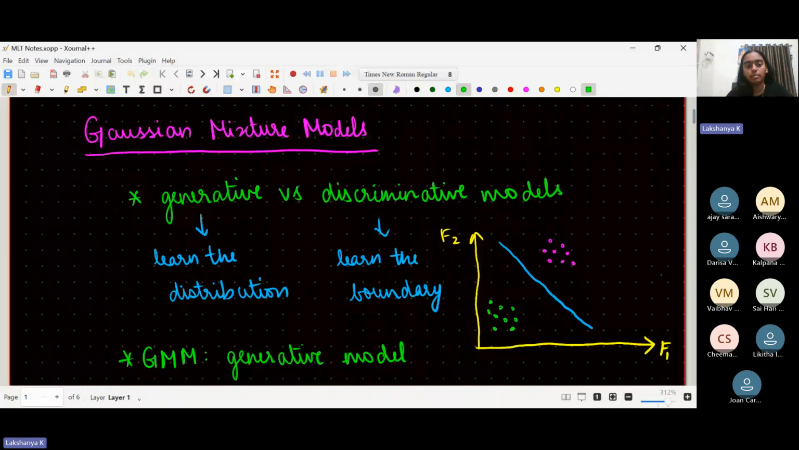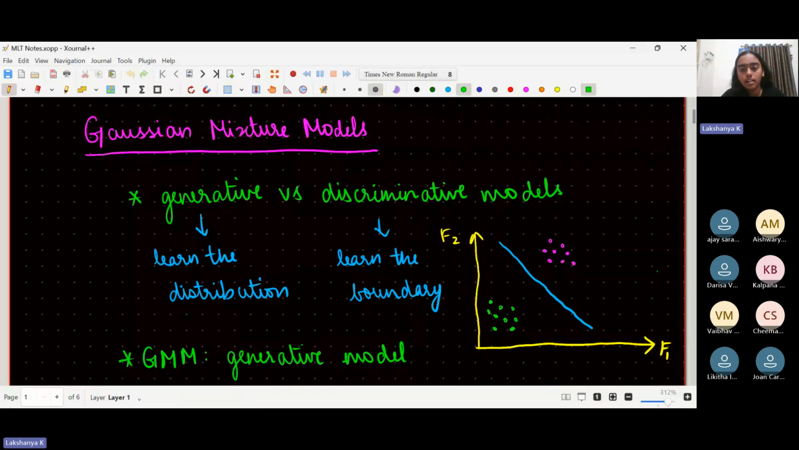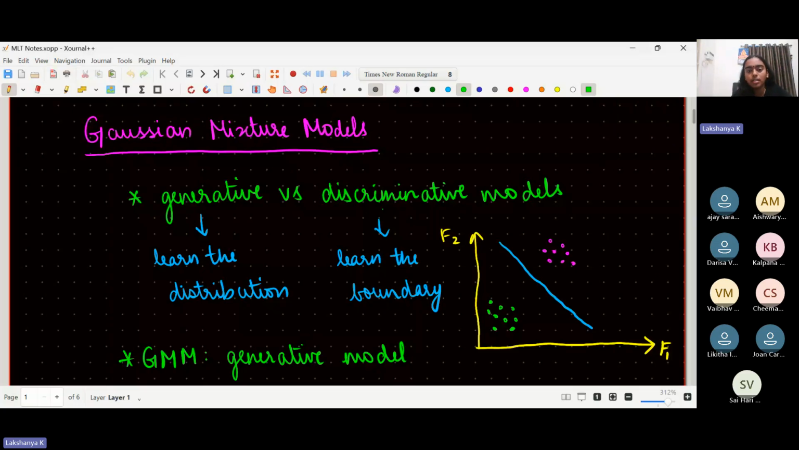Before I go into GMM, your machine learning models can be broadly classified into two types, generative and discriminative models. Generative models learn the distribution of your underlying data. Discriminative models just learn the boundary or the line of separation. I'll explain it with this image here.